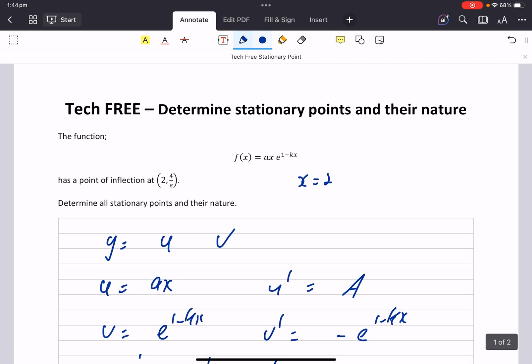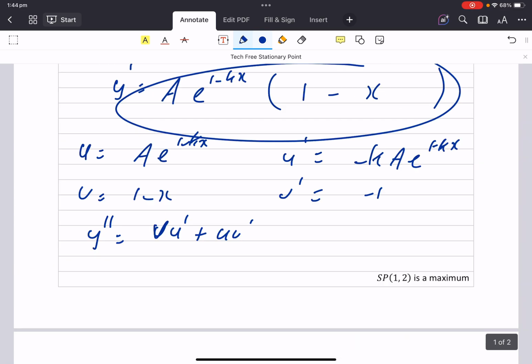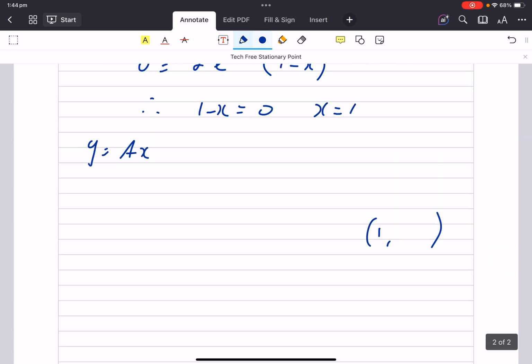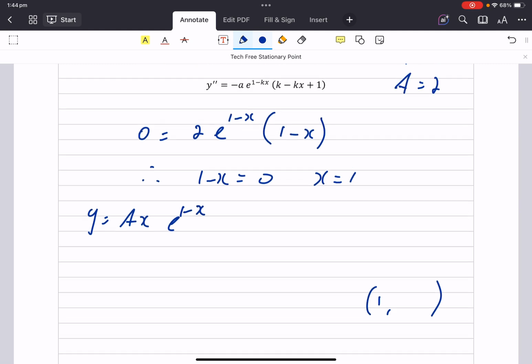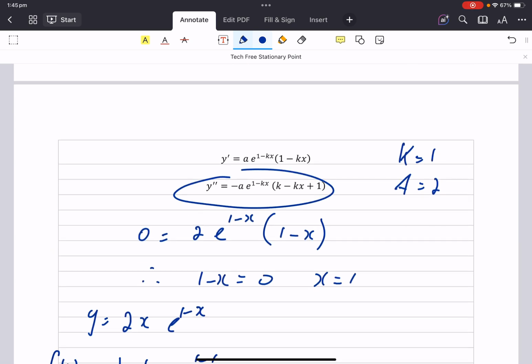What have I got? y equals ax e to the 1 minus kx, and k was 1. And A was 2, wasn't it? A was 2. And I'm going to make f of 1, so that's going to be 2 times 1, multiplied by e to the 1 minus 1, which is 2. Okay, there's my stationary point. Now I've got to find its nature. I'm going to use the second derivative.